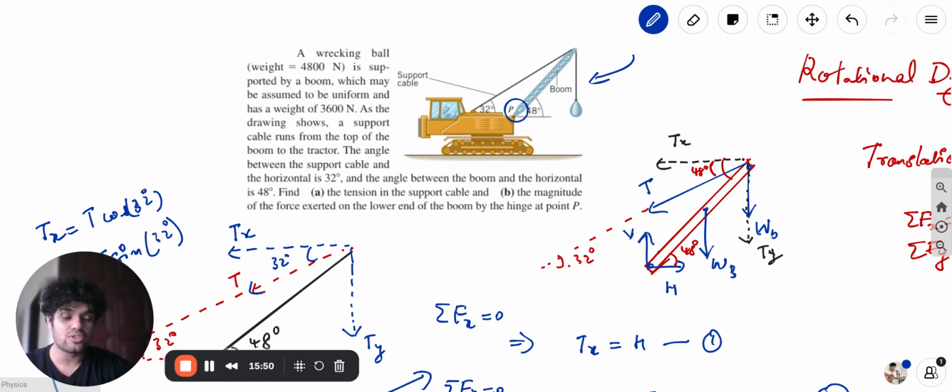The other thing to notice is that there are two forces acting at point P, which are V and H, the hinge forces. But we do not know either of those forces. So if I take my axis over there, the torque produced by the hinge forces will be equal to zero. The torque caused by the hinge forces will be equal to zero. And that makes our life much easier.